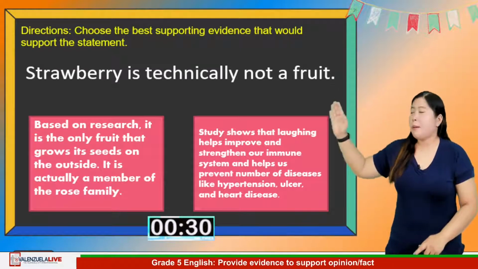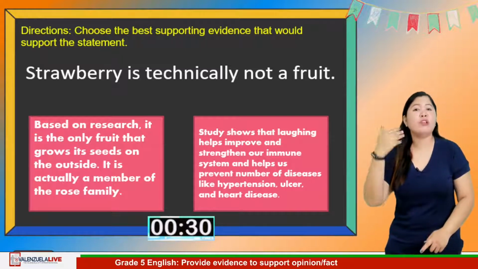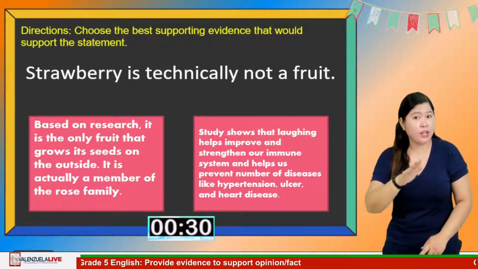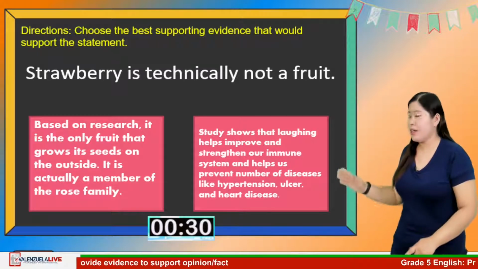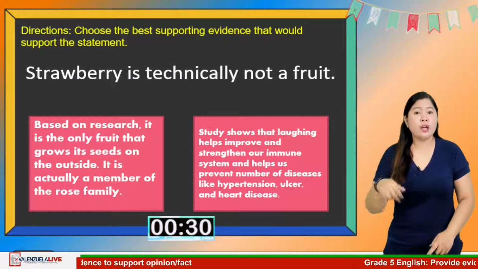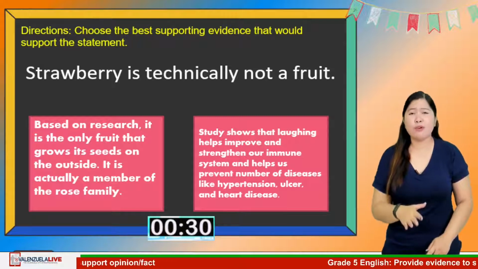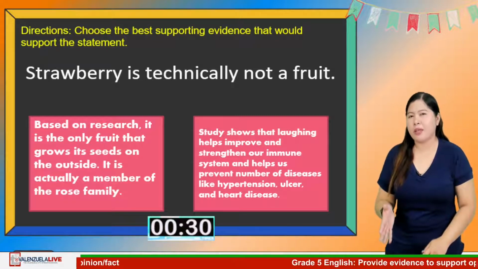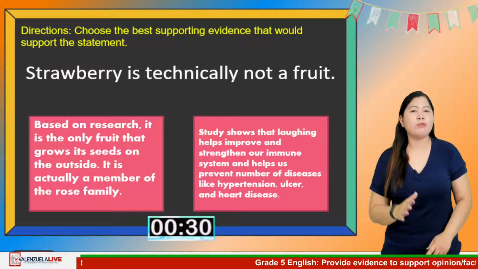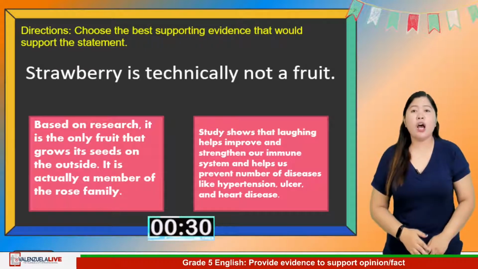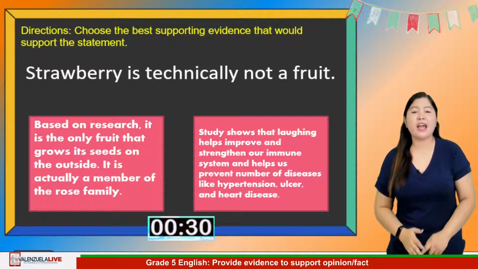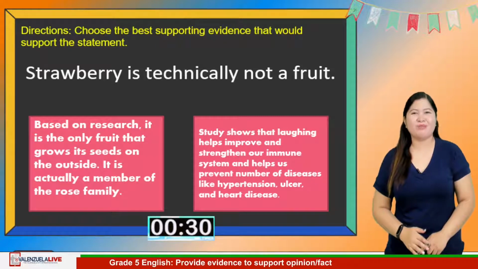Is it based on research, it is the only fruit that grows its seeds on the outside? It is actually a member of the rose family? Or is it studies show that laughing helps improve and strengthen our immune system and help us prevent number of diseases like hypertension, ulcer, and heart disease? Alright, you have 30 seconds to share your answers in our comment section.